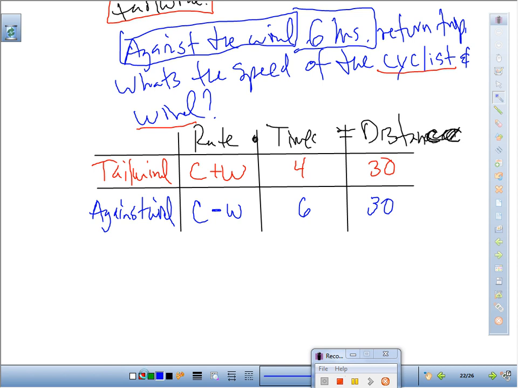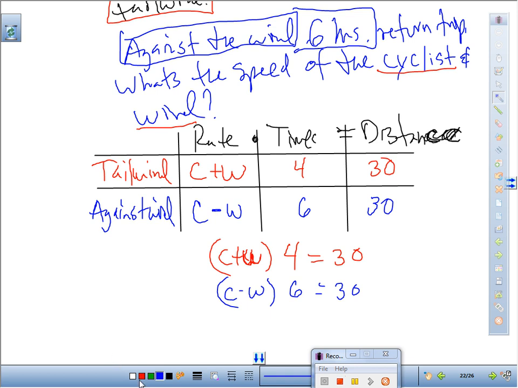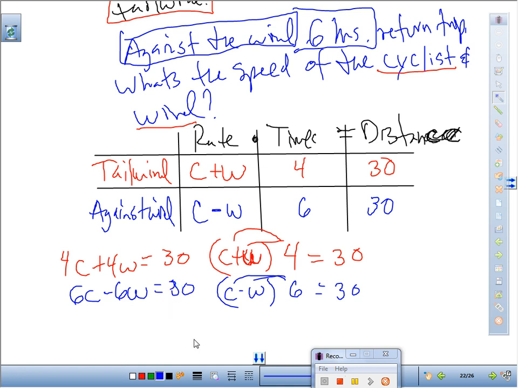Now that we have that, we need to write our equations. I'm going to write them right underneath. C plus W times 4 is equal to 30. The second one, C minus W times 6 equals 30. I distribute. This becomes 4C plus 4W equals 30. This one becomes 6C minus 6W equals 30.